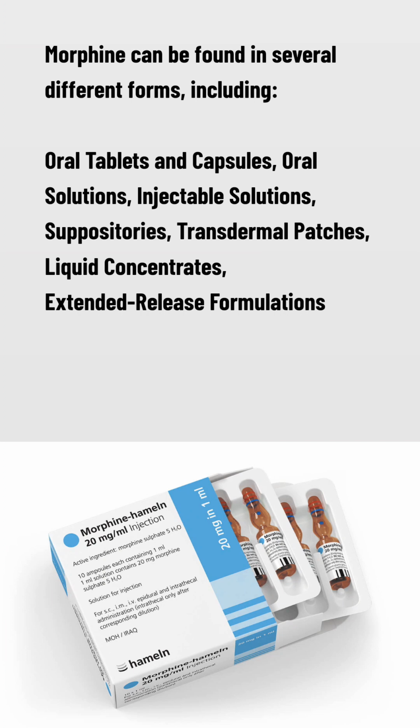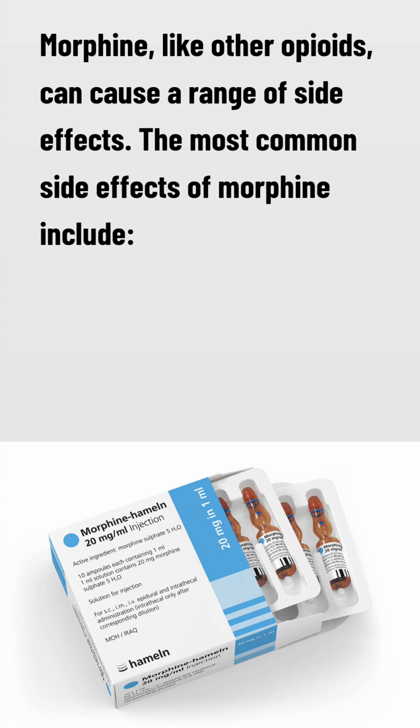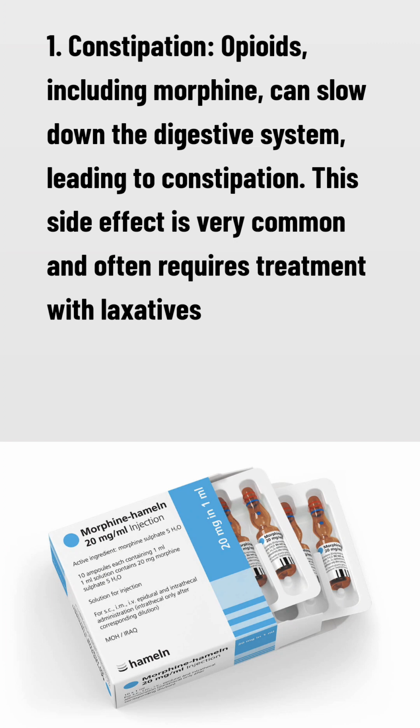liquid concentrates, extended-release formulations. Morphine, like other opioids, can cause a range of side effects. The most common side effects of morphine include 1. Constipation. Opioids, including morphine, can slow down the digestive system, leading to constipation. This side effect is very common and often requires treatment with laxatives.